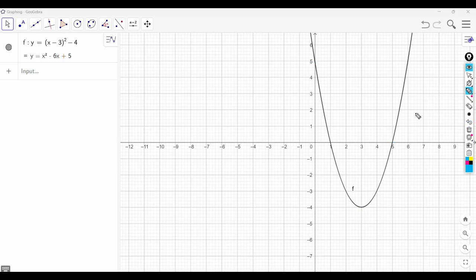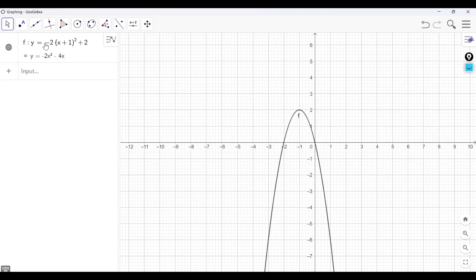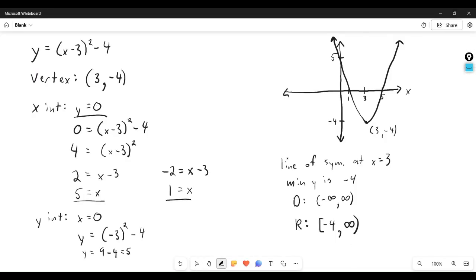Okay, let's do one more that opens the other way. So this time I want it to open downward. I'm going to make a negative number there. Let's put a 2 in there just for fun as well, just to make it a little different. This time, let's go x plus 1, and let's make this one y plus 2. Okay, let's remember this, but we'll come back to it. We'll go back to our whiteboard and work it out by hand.